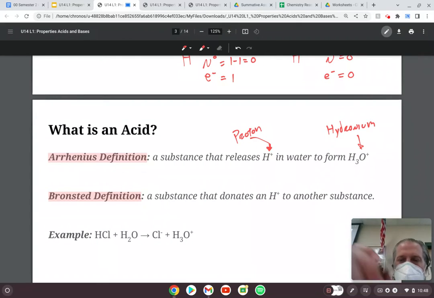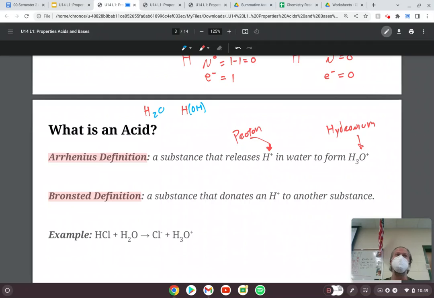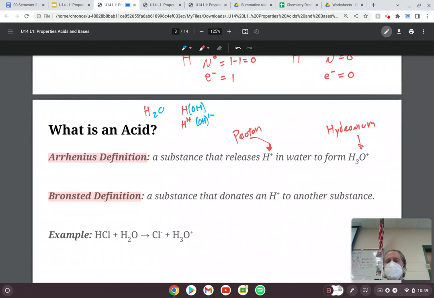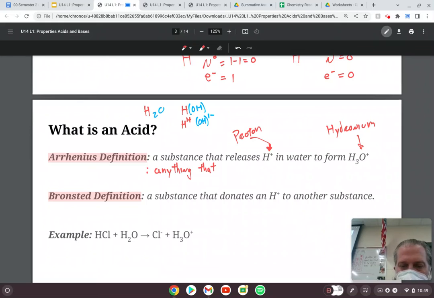Now, I want to take a second to talk about water for a hot second. We've always written water as H2O, but in this unit, sometimes water can be written as HOH. And actually, it can always be written as HOH because it's still H2O, but it's now looking at the fact that we're looking at hydrogen ion, and we're going to talk a little bit more about hydroxide ion in solution. So in the Arrhenius definition, another way to write it would be anything that increases the amount of hydrogen ion in solution.